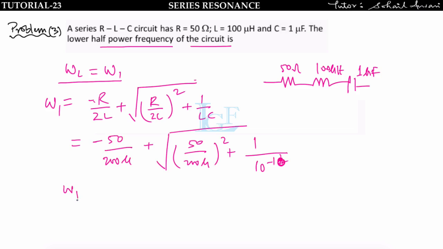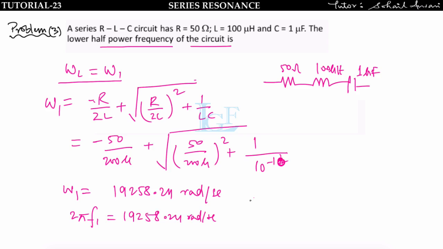so after solving I will get omega 1 is equal to 19258.24 radian per second. That is given by 2 pi f1, that is equal to 19258.24 radian per second. So f1 is equal to 3.065 kilohertz. That is the lower half power frequency. Okay, you can check it by calculator. There may be a calculation mistake, but the concept would remain the same. Got it?